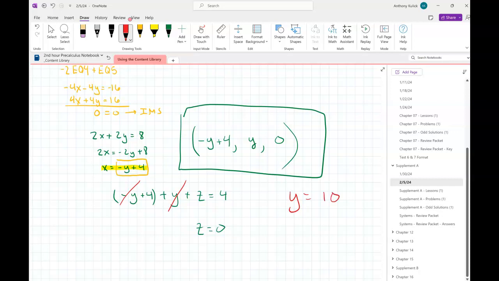If y is 10, the x-coordinate should be negative 10 plus 4. That's negative 6. The y-coordinate should be 10, and the z should be 0. That's a solution.